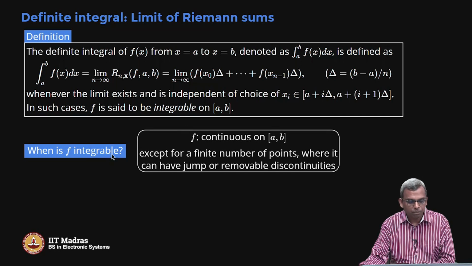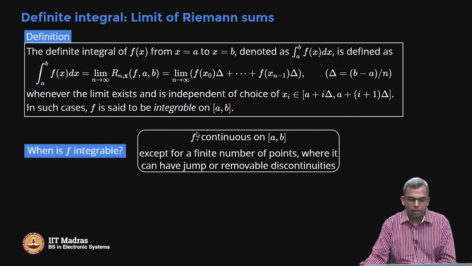Okay, so technically the condition is as follows. So for instance, if f is continuous on a, b, okay, but it need not be continuous everywhere. It can be discontinuous in a finite number of points, but it should have only these jump or removable discontinuities.